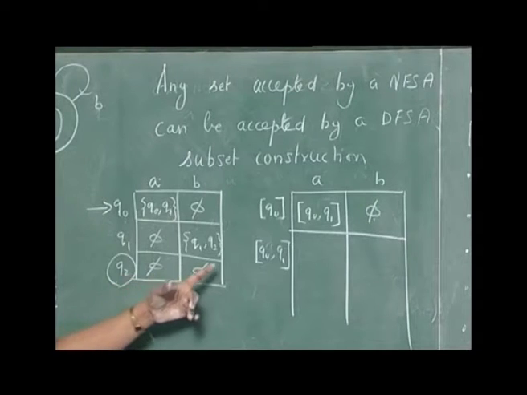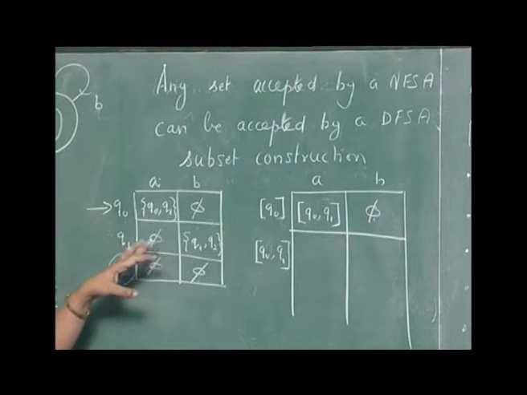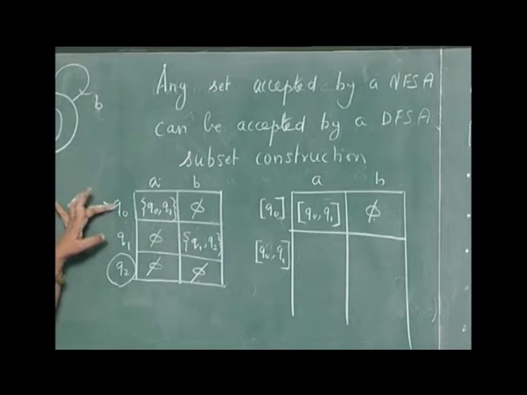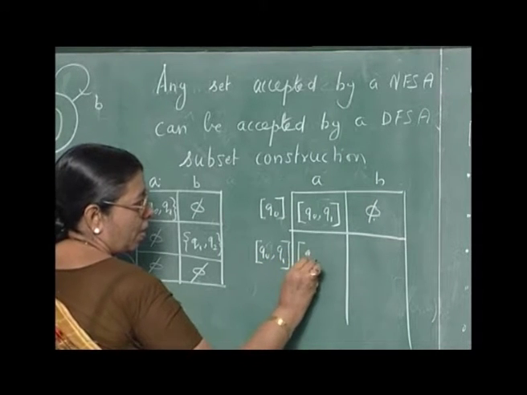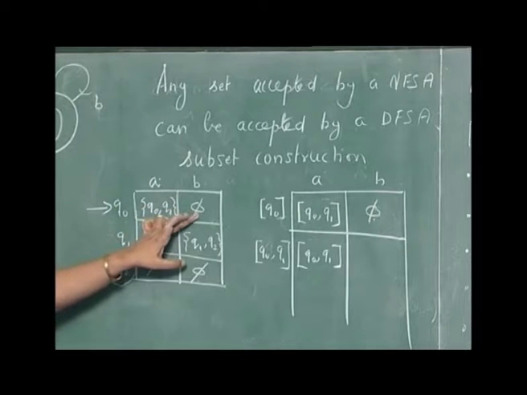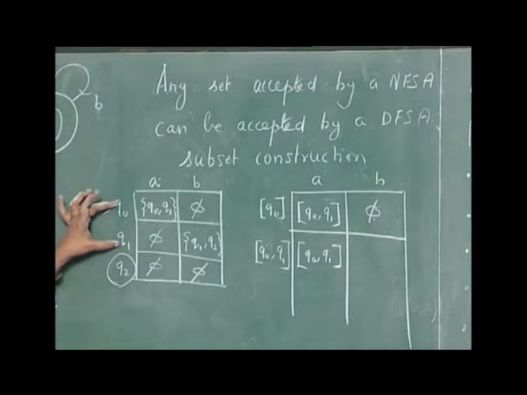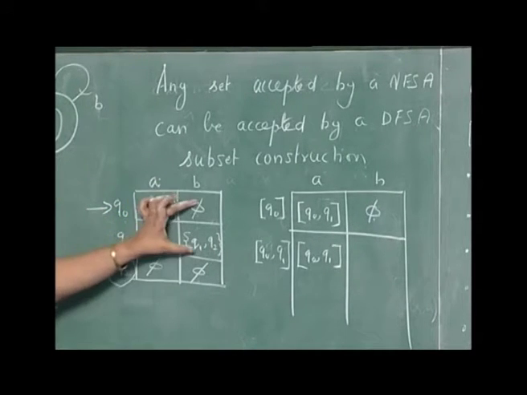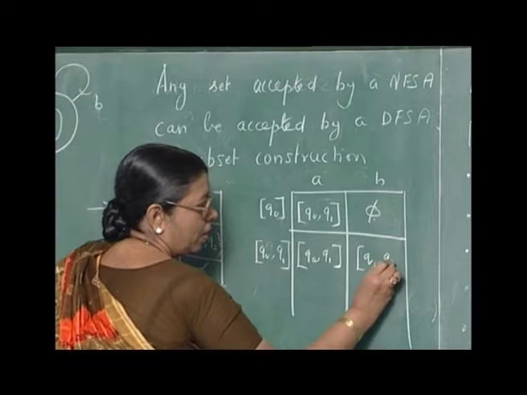If you read a from Q naught, you can go to Q naught or Q1. From Q1 you cannot read a. So, by making use of that union operation, from Q naught or Q1 if you get a, you can go to the union of these two, that is Q naught, Q1. Similarly, from Q naught, Q1 if you get a b, from Q naught if you get a b you cannot do anything, from Q1 if you get a b you can go to Q1 or Q2. So, from Q naught or Q1 if you get a b you can go to the union of these two, that is Q1, Q2.